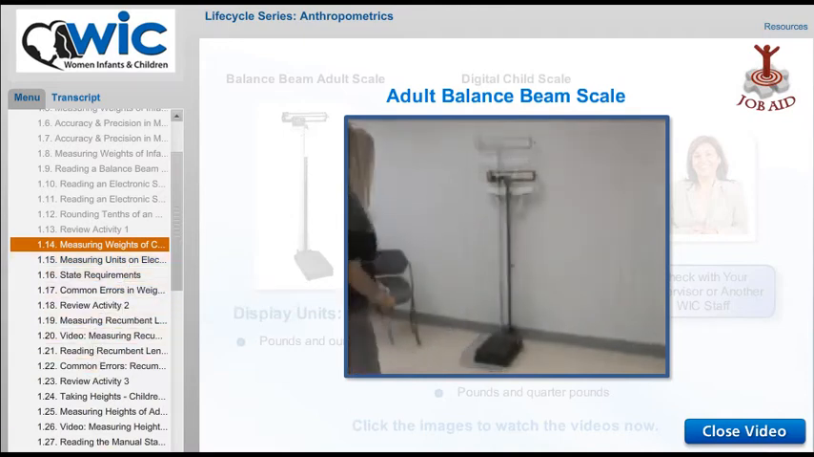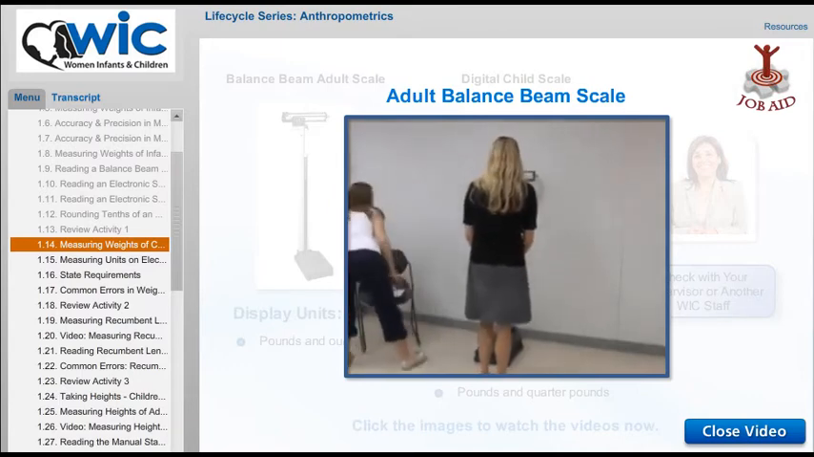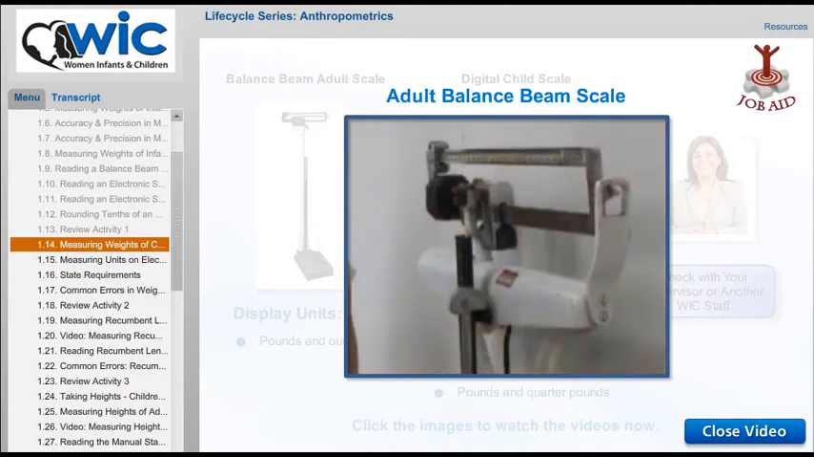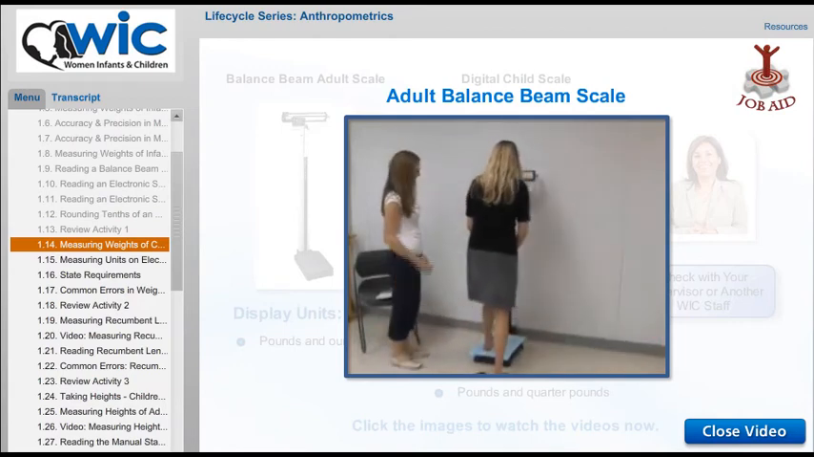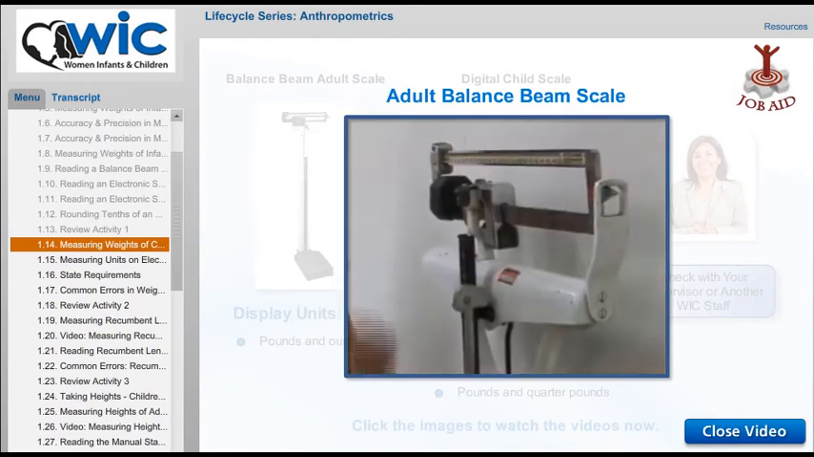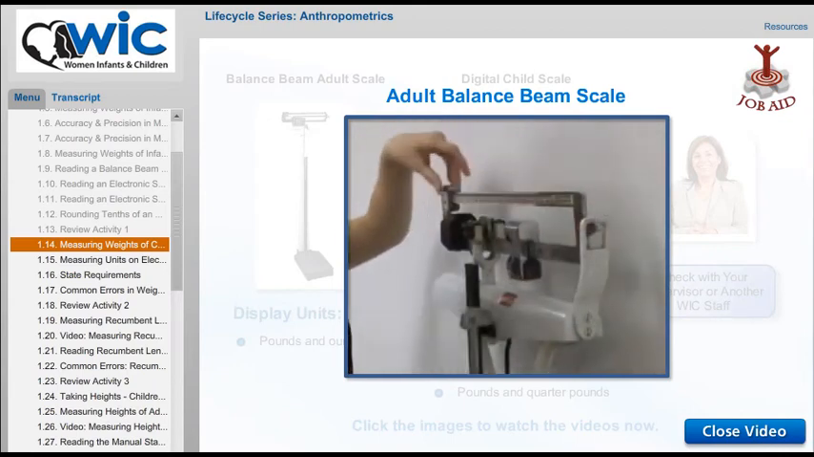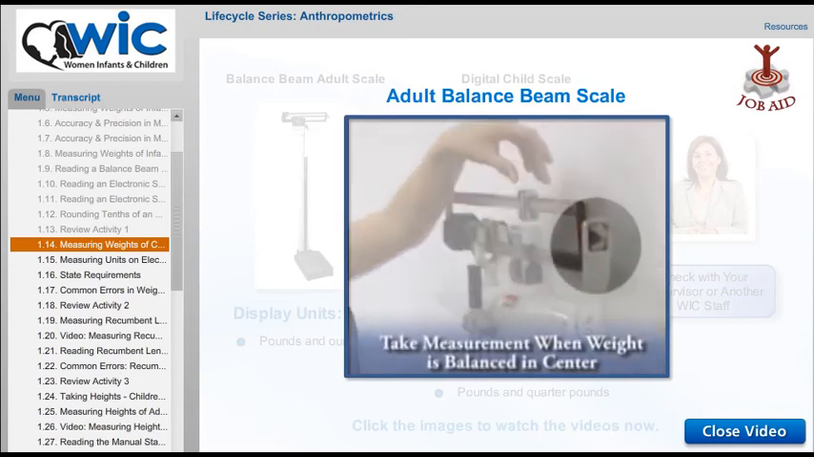Before weighing, have the adult take off her shoes and any heavy clothing like jackets or sweaters. Make sure a paper liner is placed onto the scale before weighing and that the upper and lower counterbalance weights are at the far left at 0. Have your client step onto the scale and remain still. Move the lower weight over to the right until the indicator arm drops. You can then move the upper weight to the right until the indicator arm balances in the center.